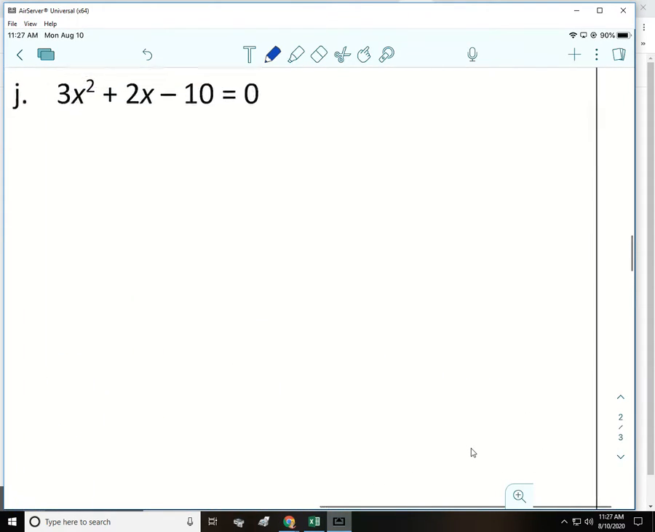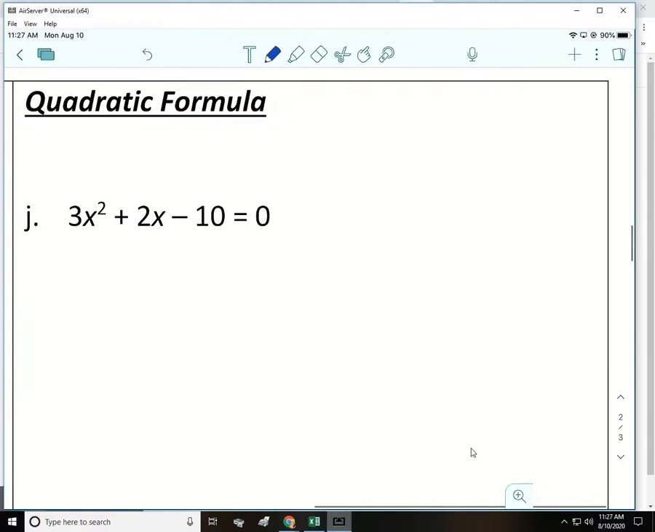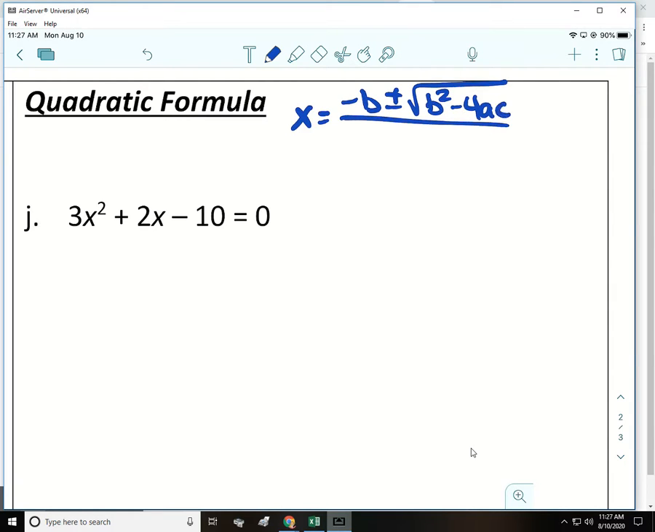Okay, so let's talk about the quadratic formula. Do you guys remember it? It's a whole lot of letters. So what is it? X equals negative b plus or minus the square root of b squared minus 4ac, all over 2a. Good. Did you guys learn a song to remember it, or you just remember it?